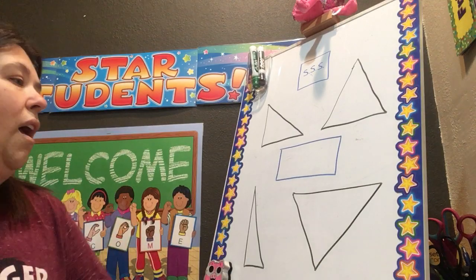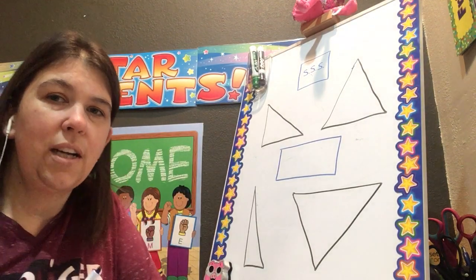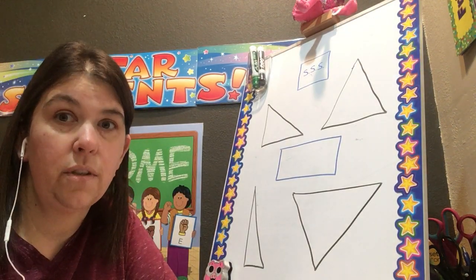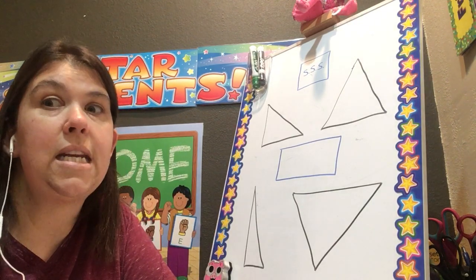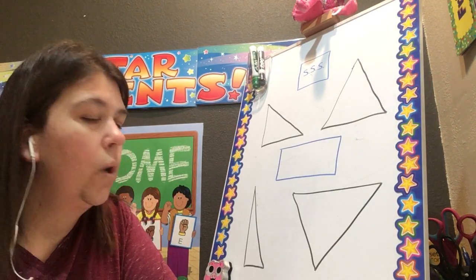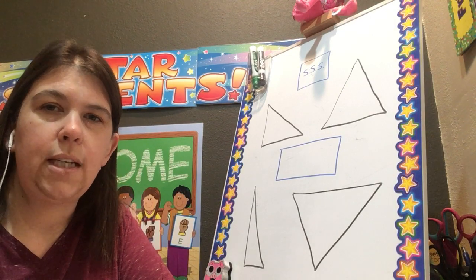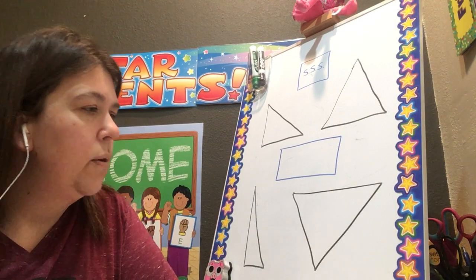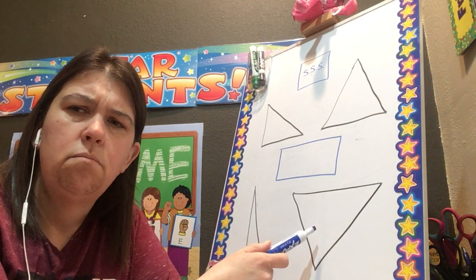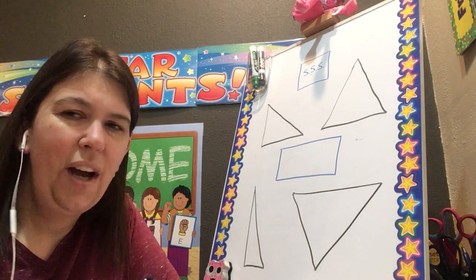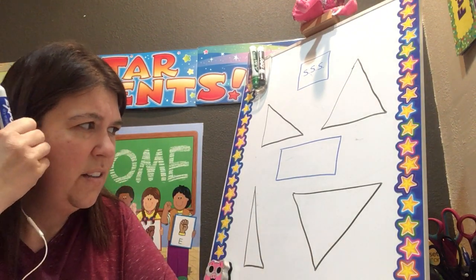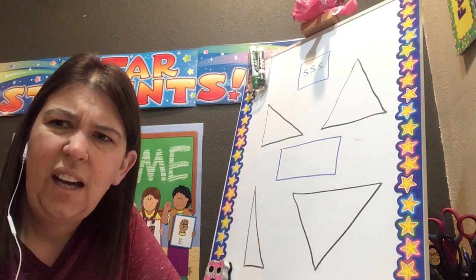Okay, so there are some similarities, but there are definitely some differences between these shapes. So, what are some of the similarities that you see? Well, how are these the same? First of all, what's his name? He is a triangle. You got it. How is a triangle the same as a rectangle? How is that?